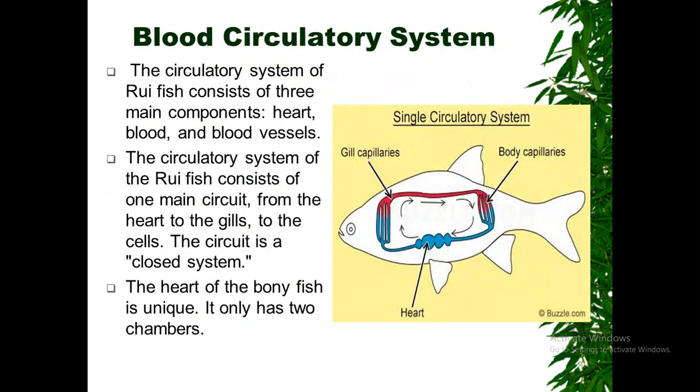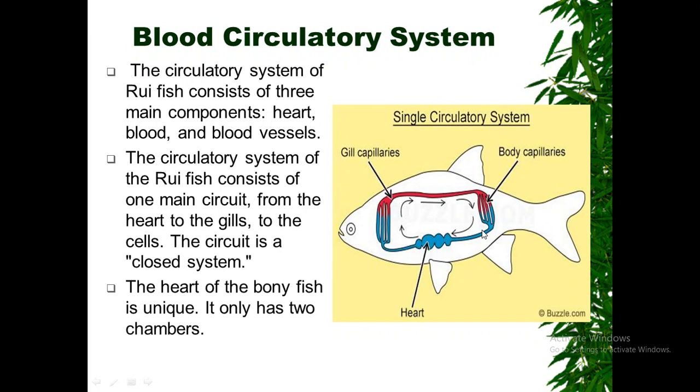Blood circulatory system. The circulatory system of Rui fish consists of three main components: heart, blood, and blood vessels. The circulatory system consists of one main circuit from the heart to the gills to the cells. The circuit is a closed system. That means their circulatory system is closed type because they have blood vessels and the blood is transferred with the help of blood vessels. So it is called a closed type circulatory system.